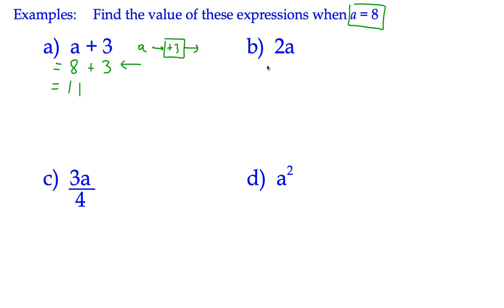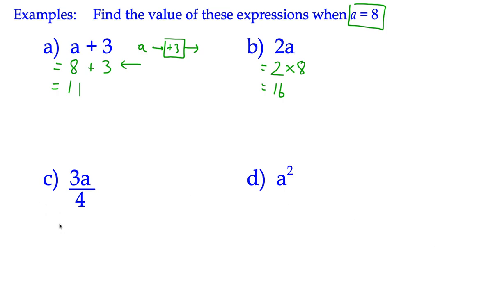Okay. Secondly, here's 2a. Now we know that there's no sign in between these terms, and in algebra, when there's no operation sign, it's a hidden multiplication. So that becomes 2 multiplied by the value of a, which is 8. 2 multiplied by 8 is 16.